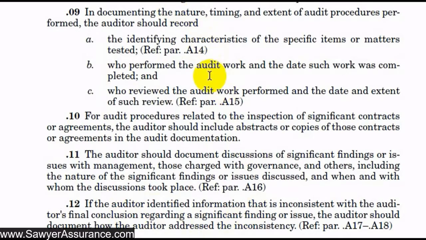So now we've got a high-level understanding of what we need to document as part of the audit. Let's go down to the explanatory material where we get some more specific advice on how to comply with these requirements. Okay, so now we're down in the explanatory material.